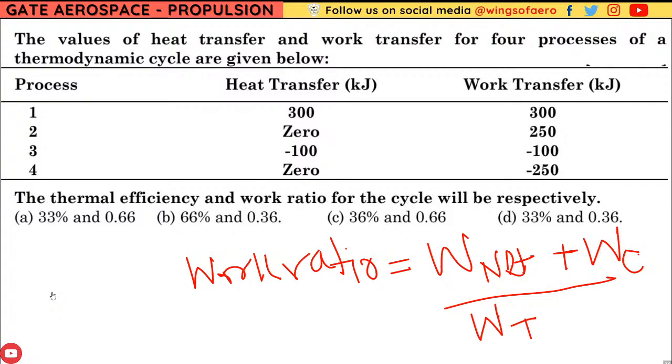Let's note down the formula. I'm not able to see, ma'am, actually. W net plus W work ratio. Note down. That is how much work is entered, or given as an input, and how much is output. How much is input divided by output.